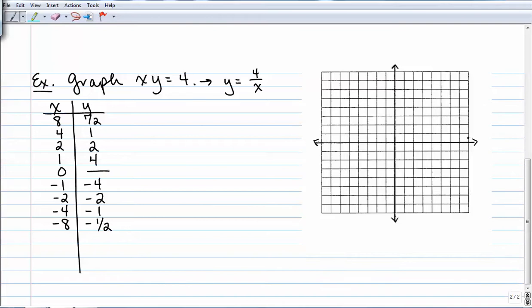Okay. When x is 4, y is 1. When x is 2, y is 2. When x is 1, y is 4. And I probably should have done x being 1/2. When x is 1/2, it's actually going to give me a value of 8 up here. Get that right there. So you're going to have a graph that looks something like this.